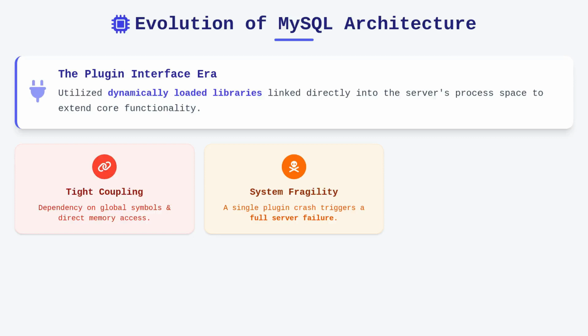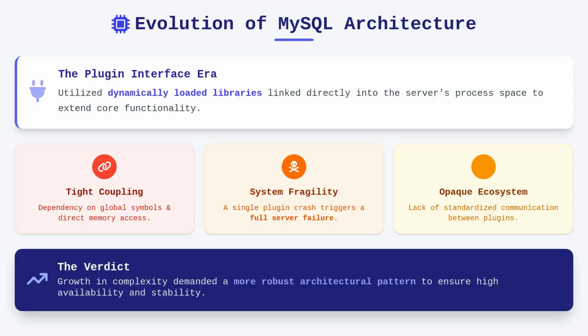A plugin crash often results in the entire database server crashing, which is unacceptable for high availability systems. Furthermore, plugins lack a standardized way to communicate with each other, leading to an opaque and rigid ecosystem. As the complexity of database requirements grew, it became clear that a more robust architectural pattern was necessary.